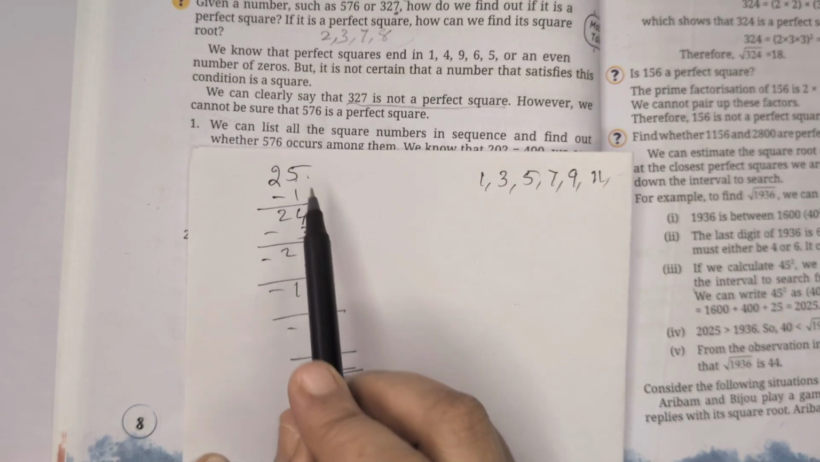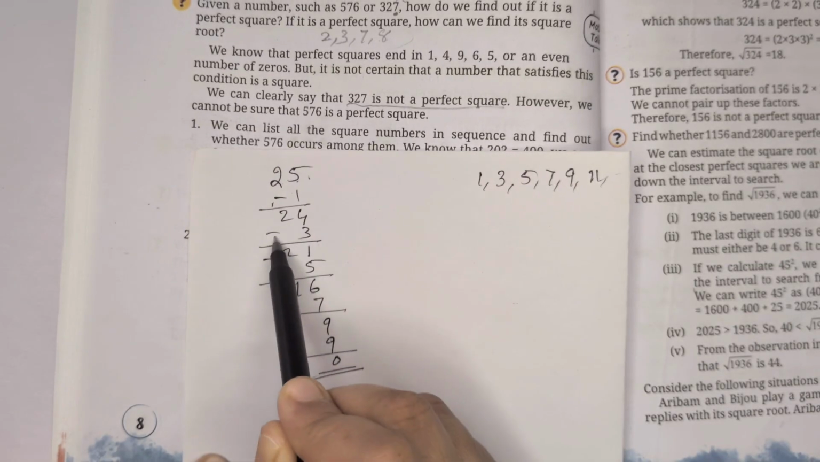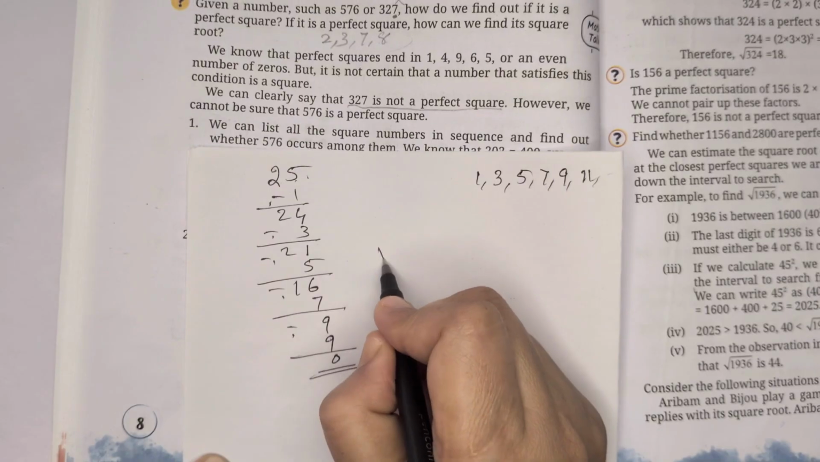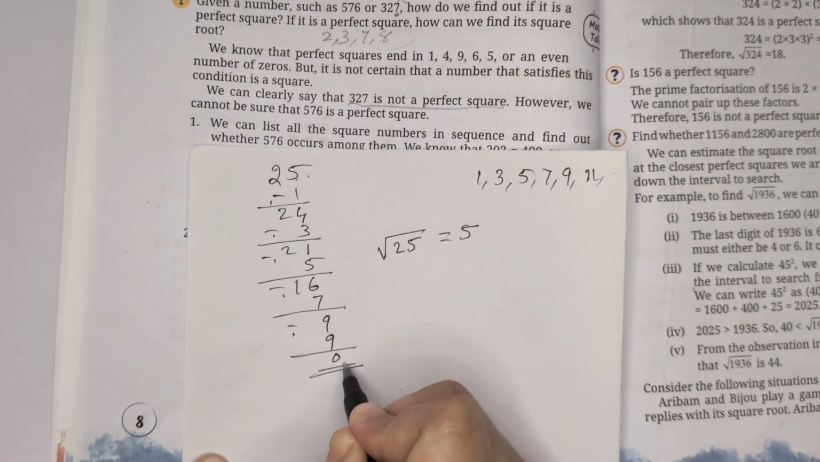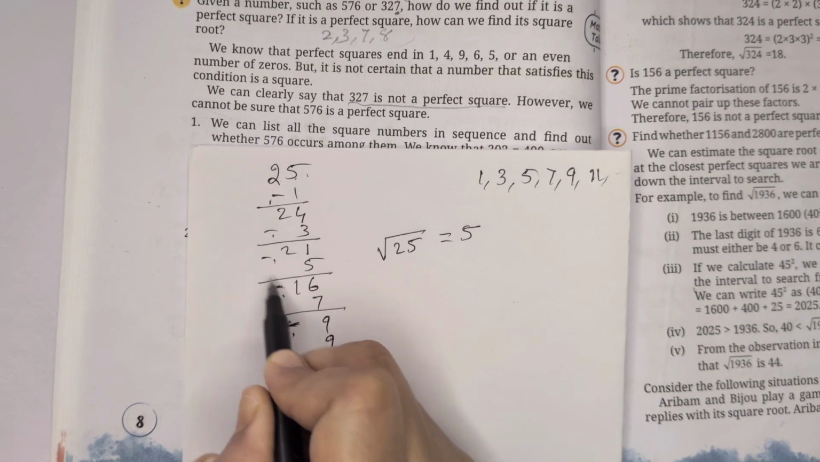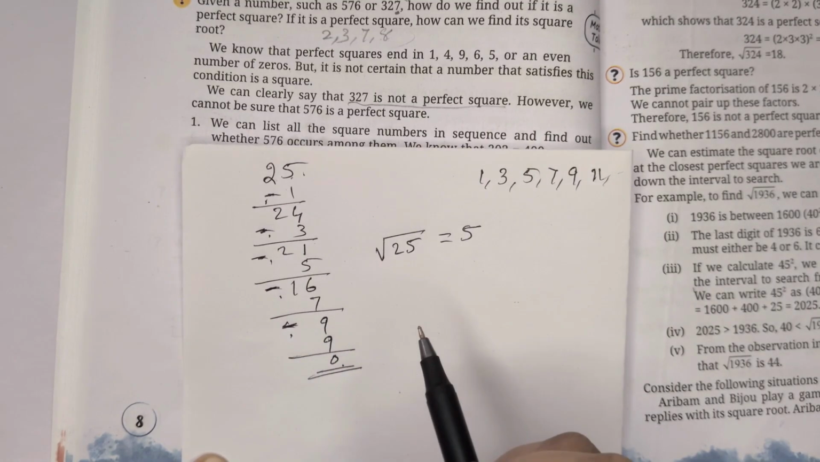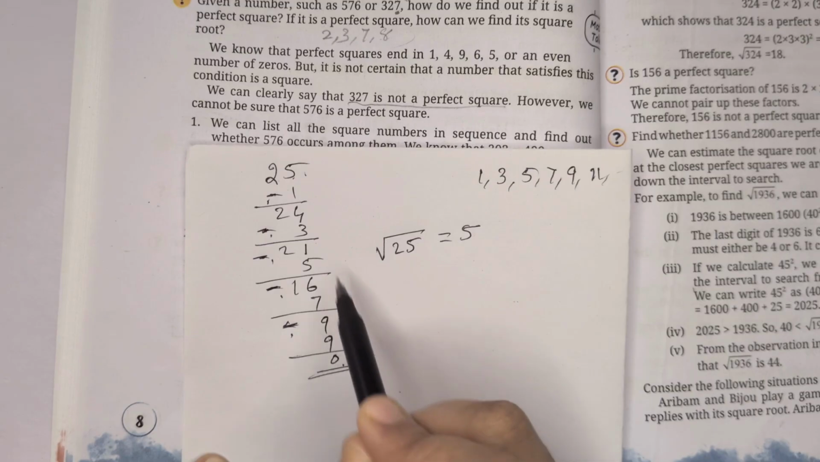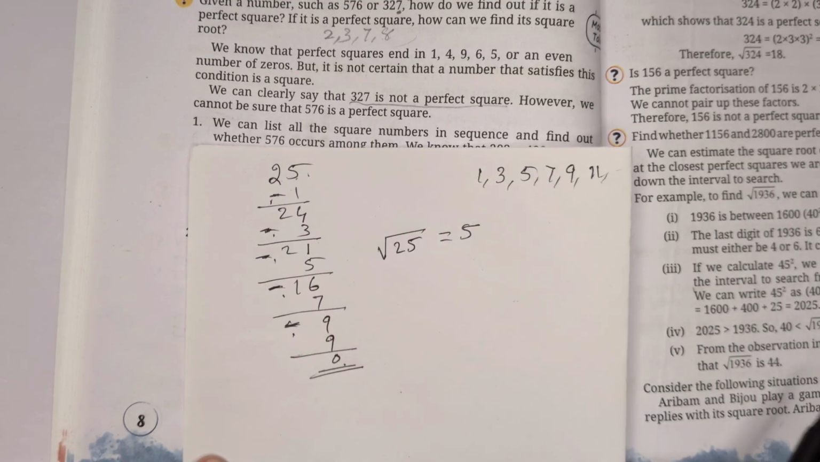And for the square root, we check how many times we subtracted. Here we can see 1, 2, 3, 4, 5 times we subtracted, which means the square root of 25 is equal to 5. We have to get 0 at the end, and also count how many times we did the subtraction. That will be the square root of that number. So for bigger numbers, it will take time and it is not easy. The prime factorization method is easier for us to find the square root.